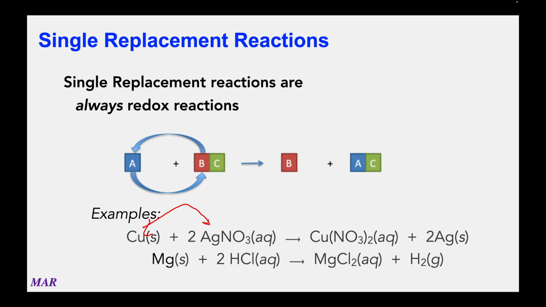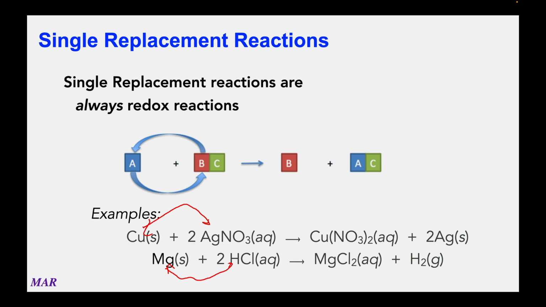The second example is similar. Magnesium and hydrogen are both positive, so they're going to be the parts that swap. So magnesium starts dancing with chlorine, and hydrogen is by itself. Now hydrogen's a diatomic, so write it as H2.